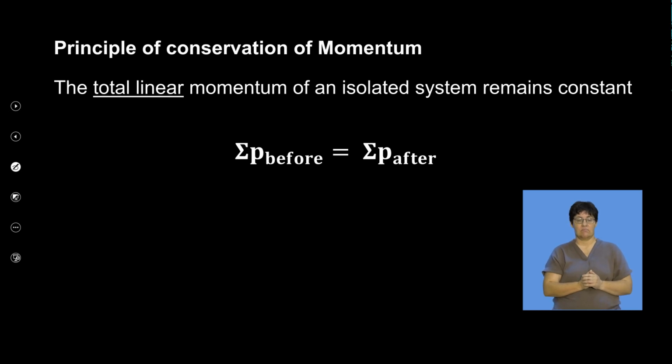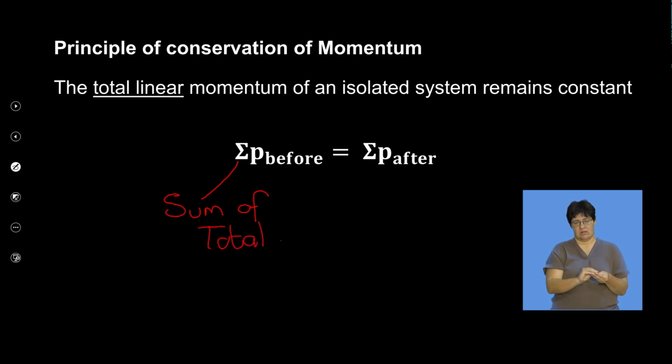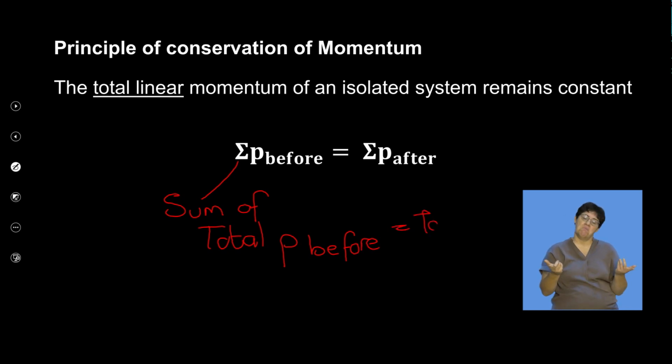When it comes to the equation, we're going to spend more time on this just now. I'm hoping you've seen the sigma sign before. That sign means sum of. Sometimes we'll write this as total momentum before, if that's easier for you to write instead of the sigma sign, because it's got to look like a sigma sign, it can't be an E. You can also write it as total P after. We're going to deal with that soon and how we work with that.